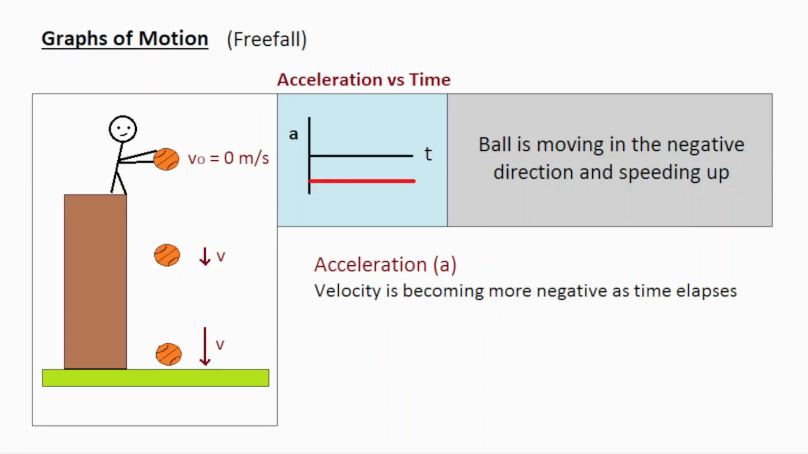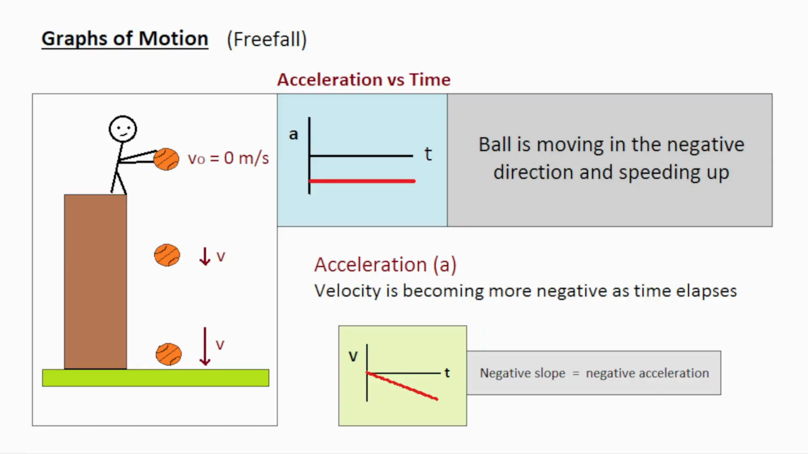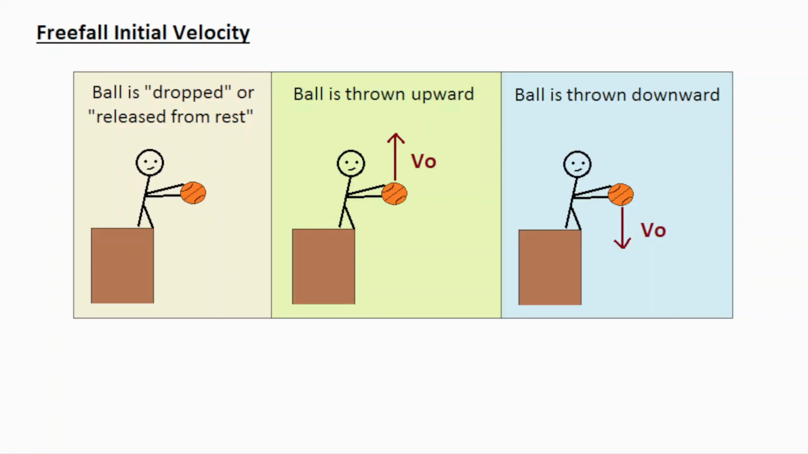For the acceleration graph, remember that the ball is moving in the negative direction and speeding up, so its velocity is becoming more negative as time elapses. That would mean we have a negative acceleration and a constant acceleration, again because Earth is pulling on it at a constant rate. Another way to draw the acceleration graph is to remember that the slope of the velocity graph is the acceleration. I see a constant negative slope for the velocity graph, and another reason why we have a constant negative acceleration.